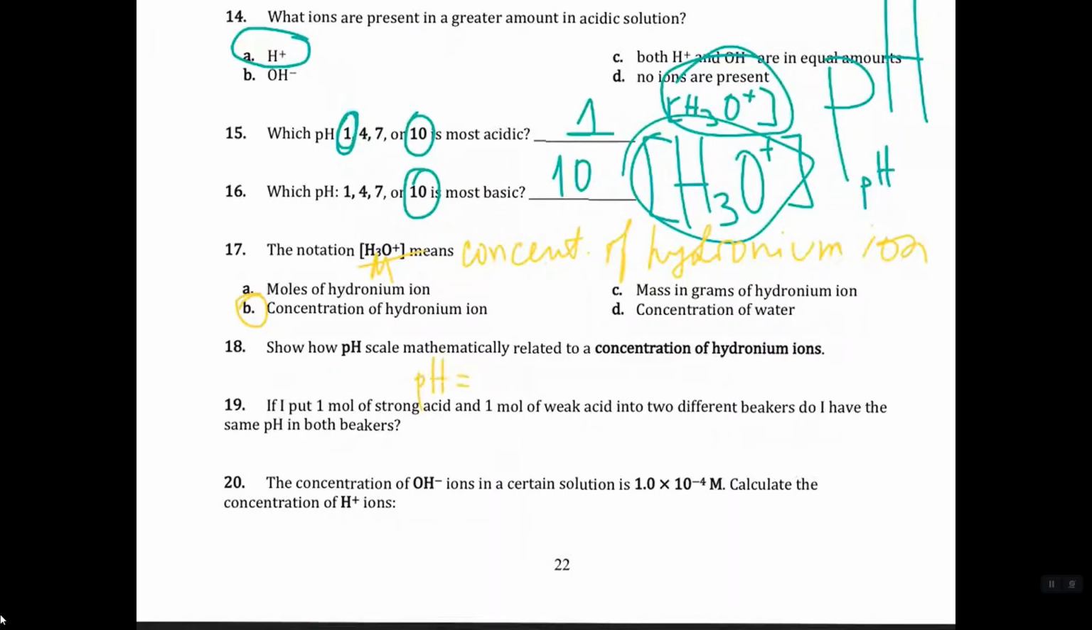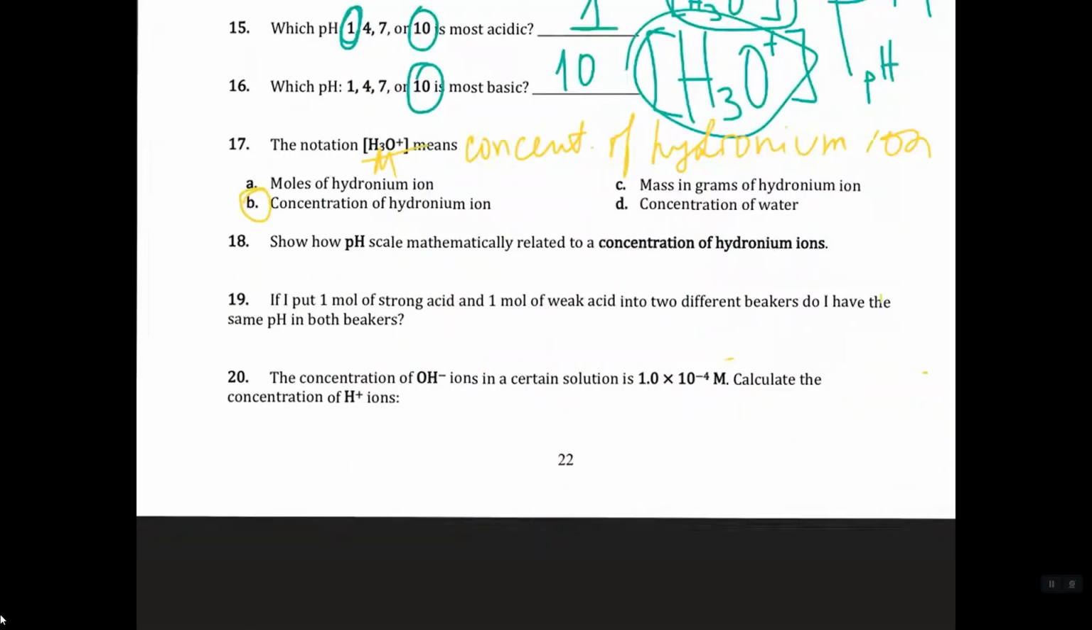Show how the pH scale is mathematically related to the concentration of hydronium ion. pH is a negative log of hydronium ion concentration. So if you have the pH scale starting from 0, then 7, and then 14, then the concentration of hydronium ion at pH 0 is actually 10 to the 0, which is much greater than the concentration of hydronium ion at pH 14, which is 10 to the negative 14. So that's your concentration of hydronium ion.